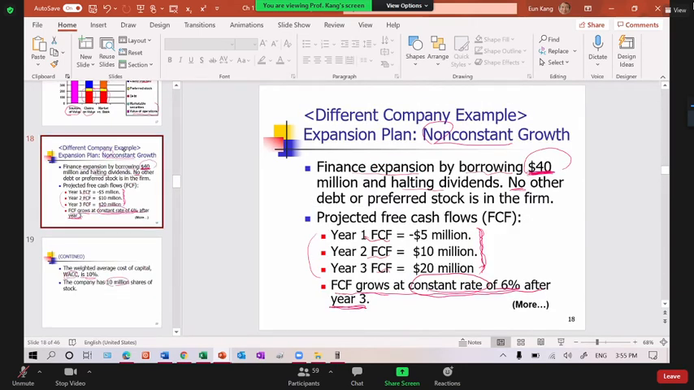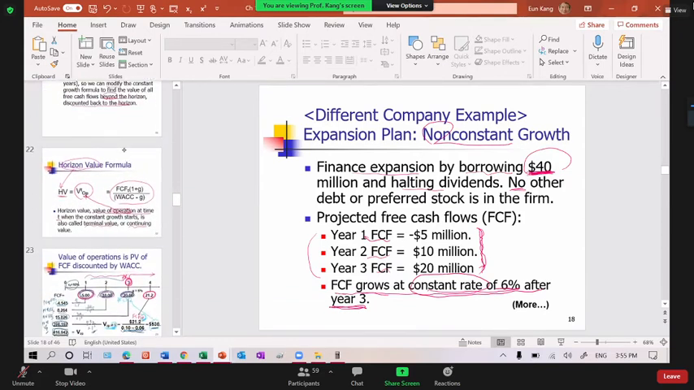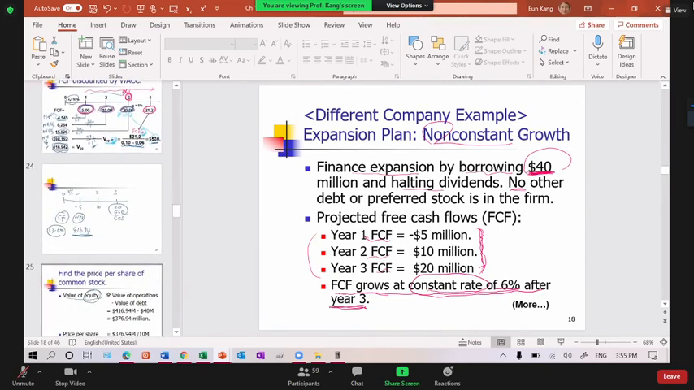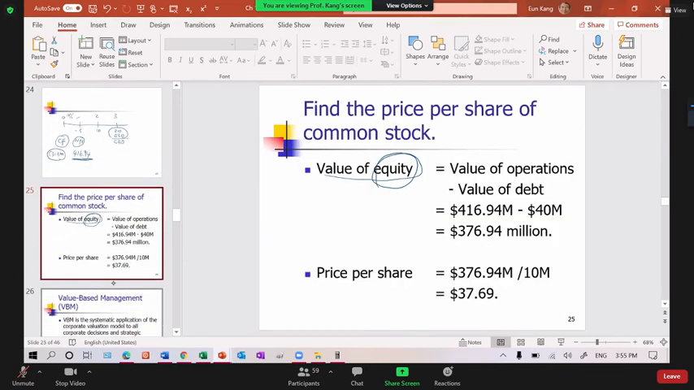It says that no other debt or preferred stock in the firm, and there is no non-operating asset given, right? So if non-operating asset is given, then you have to add that, but that's not given, so you don't have to add anything. So that is value of operation, which is just value of company, total value of company. But value of equity is total value of company minus value of debt, because there is no preferred stock.